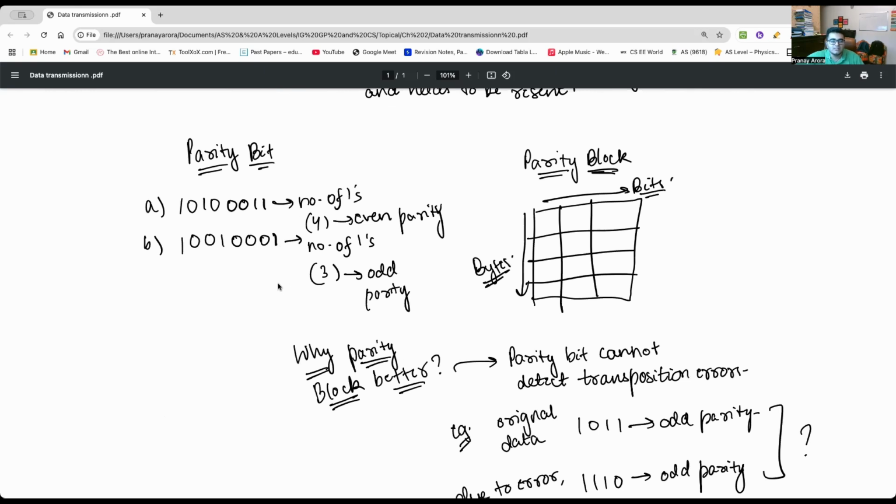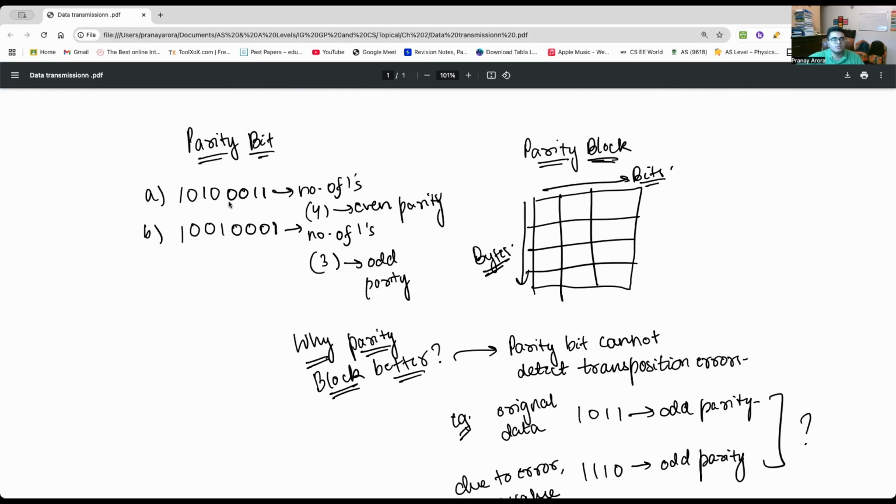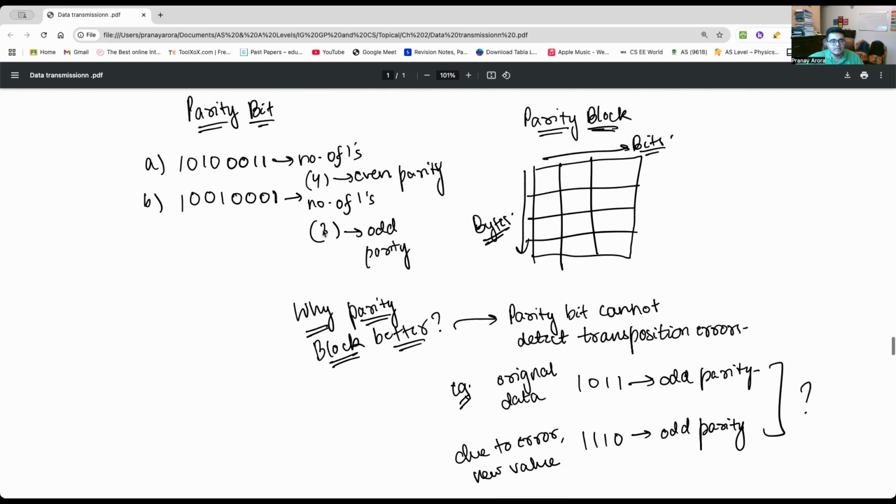So parity bit, how does it work? Take 10100011. We'll count the number of ones: 1, 2, 3, 4. There are 4 ones, so this has even parity. Let's see the other one: 1, 2, 3. This has 3 ones, so this has odd parity.